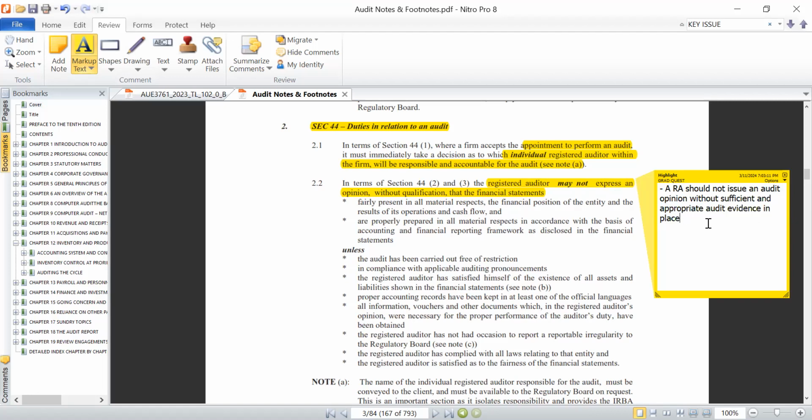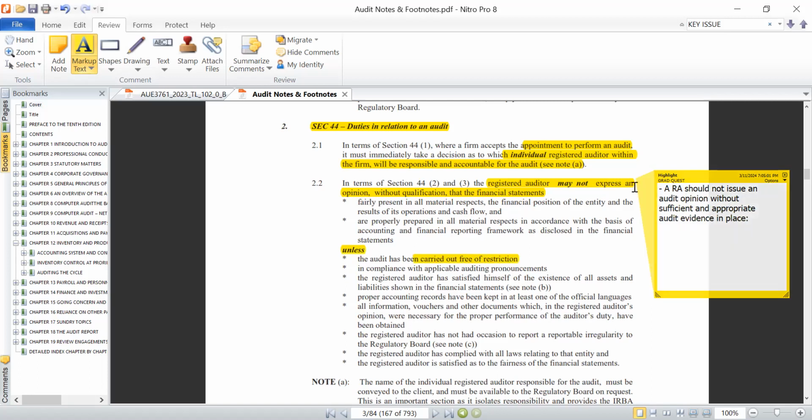To do what? Sufficient and appropriate audit evidence to substantiate that the financial statements that you have audited are fairly presented in all material respects, the financial position of the entity and the results of its operations and cash flow, and that they are properly prepared according to the IFRS standards. So the evidence you've gathered will be sufficient and relevant to the case, to get to a point where you can conclude whether these financial statements are fairly presented, and whether they are aligning to the IFRS standards. Unless, remember, the audit has been carried out free of restriction.